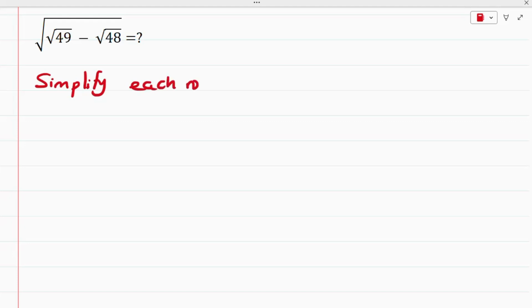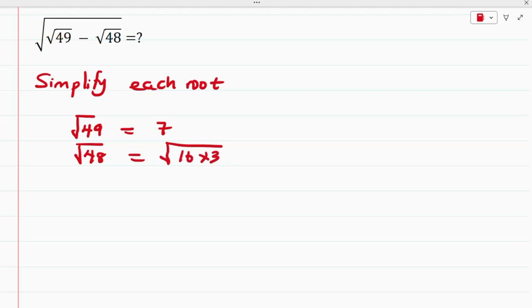Now simplifying each root, you want to simply take the innermost root, which is the root of 49. Now the square root of 49 is 7. Then we have the square root of 48, which is equal to, now 48 can be expressed as 16 multiplied by 3, which is equal to the root of 16 multiplied by the root of 3. The square root of 16 is 4, multiplied by the root of 3.